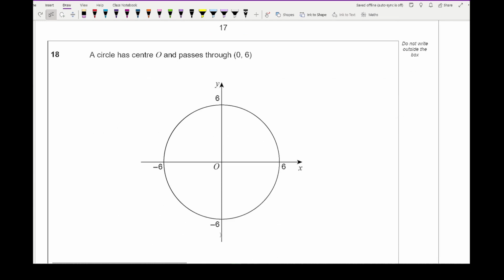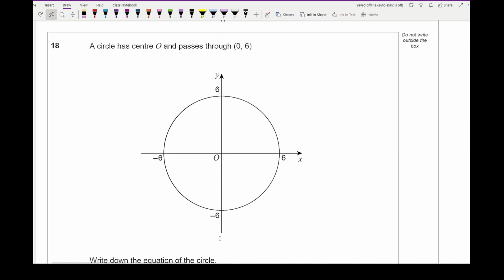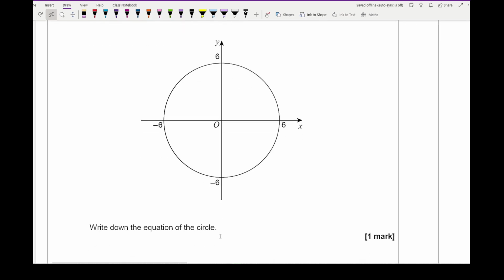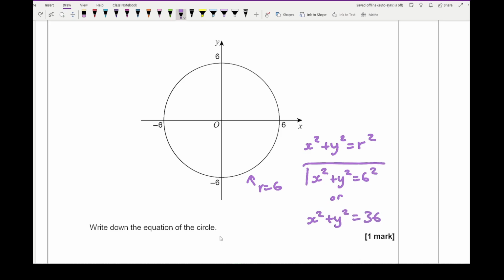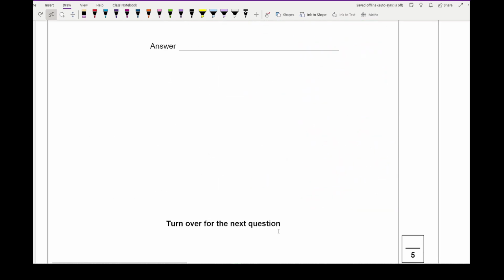Moving on to question 18, it says that a circle has centre O and passes through 0, 6. Now the question is asking us to write down the equation of the circle. Well, the equation of a circle with centre of the origin is going to follow the format of x squared plus y squared equals r squared. Now, the radius of this particular circle is 6. So the equation you need to write is x squared plus y squared equals 6 squared, or you can write x squared plus y squared equals 36. So any of those 2 equations would be fine for the 1 mark.